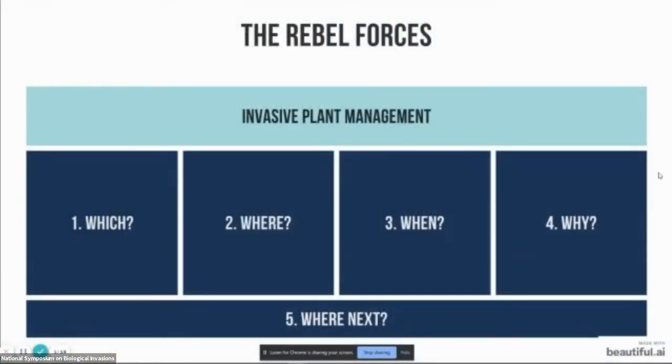Just to give you an introduction to the reasons why we would need a monitoring system for water hyacinth in this case, or any other aquatic macrophytes. When it comes to invasive plant management, there are five questions that we may be interested in answering. Which species is where, and when might the species be there? And perhaps at some point soon, we will also be able to tell why the species is there and where next. This is dealing with the drivers and the risk.